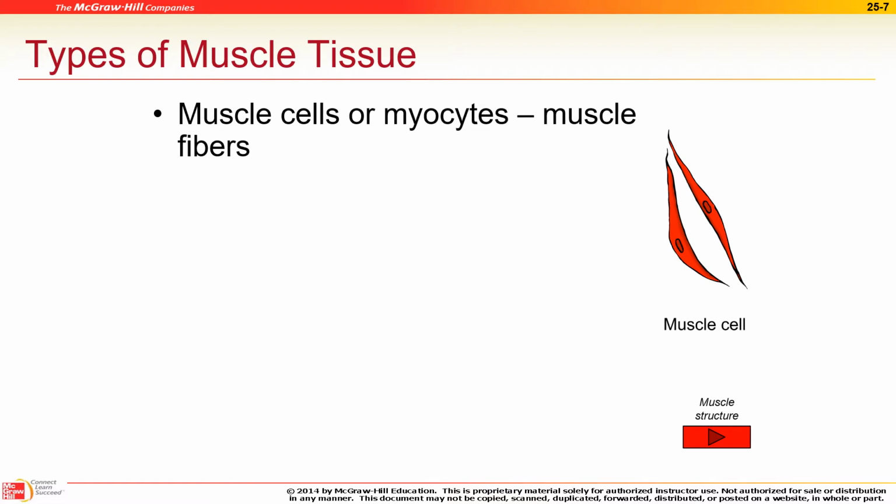So myo means muscle, cyte means cell. Another term for a muscle cell is a muscle fiber, so that just equals the same thing. They can actually be really, really long. And we're going to get into the structure from the largest to the smallest.